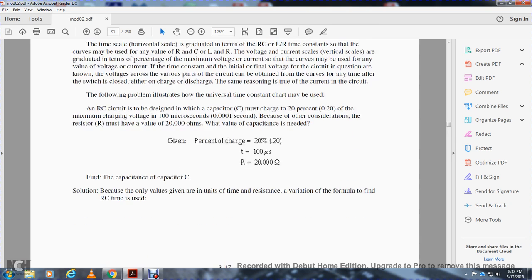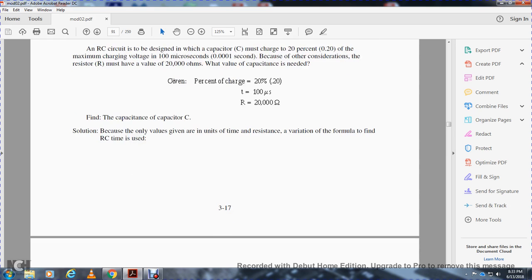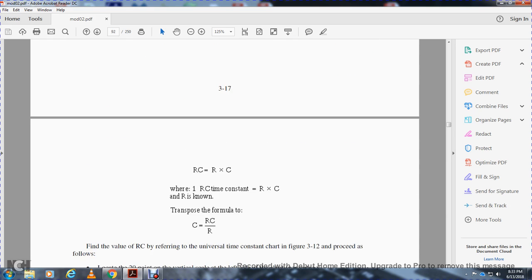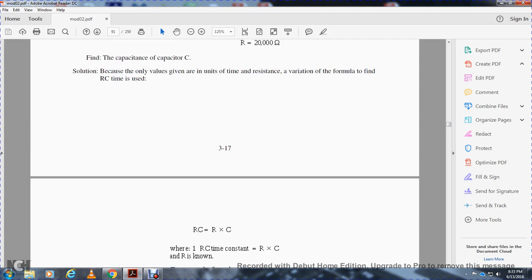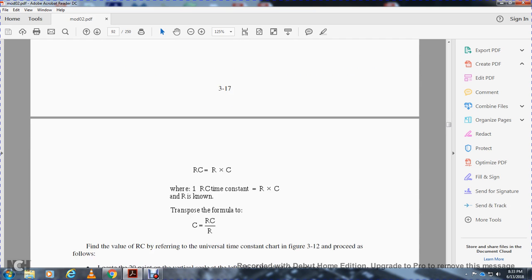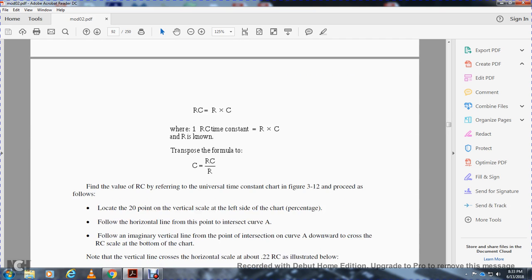Divide by 20,000 ohms to find the capacitance C, because the only value given is the time. The universal time constant formula for resistor-capacitor circuits is used. RC is equal to the resistance times the capacitance, or, transposing the formula, C equals RC over R, in farads and ohms.